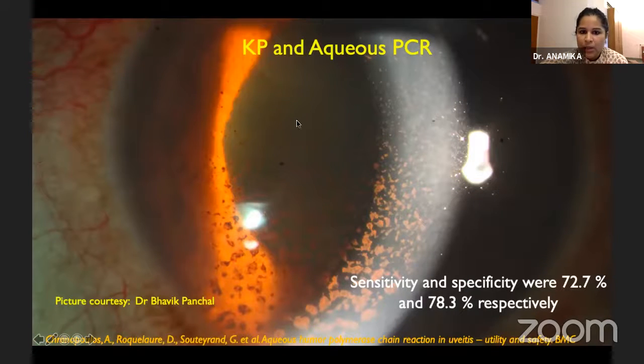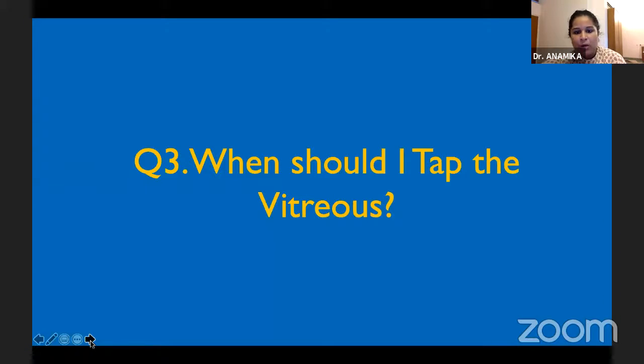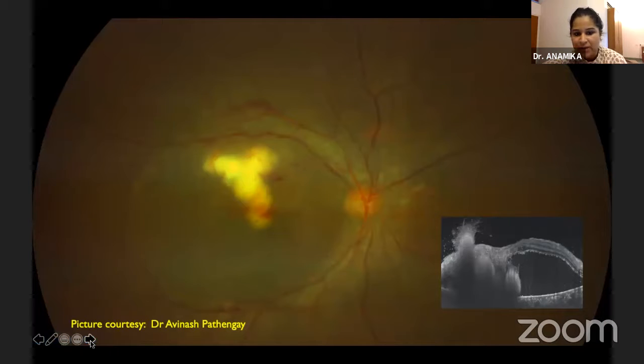Now again, when you see keratic precipitates in a setting of anterior uveitis, aqueous PCR is the way to go, which has a sensitivity and a specificity of 72.7% and 78.3%. Now we know the indications, which are the conditions when you want to tap the aqueous. Now let's take a look at when you want to tap the vitreous.